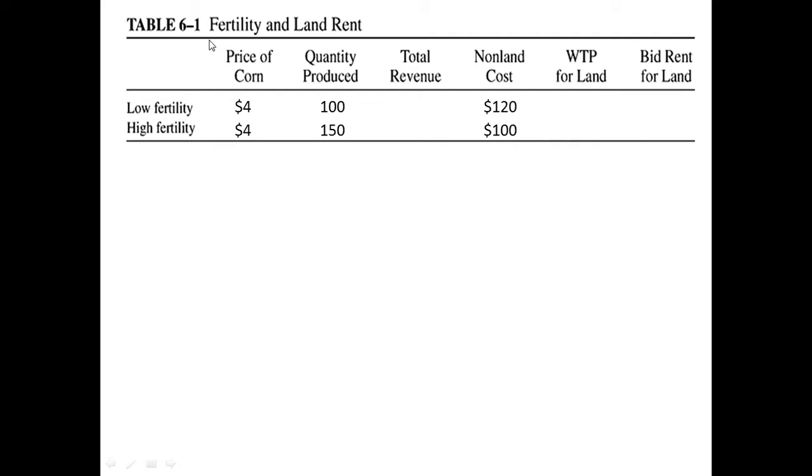I got this table from the textbook, but I changed the data. The textbook provides you the full data columns, but now I changed the data and I ask you to fill in total value, total revenue, WTP for land, and bid rent for land. That's why you need to fill this column, that one, and this one. There are 3 columns you need to fill with the data.